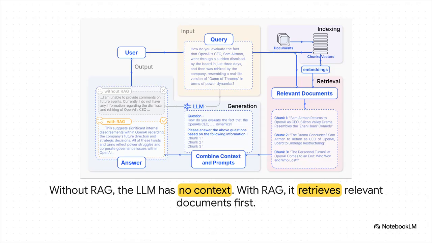This diagram just nails the before and after. On the left, without this new technique, the user's question basically just hits a brick wall. The AI simply doesn't have the context. But now, look at the path on the right. With this method, the query first takes a little detour. It does a retrieval step. It finds the relevant documents first, giving the AI the exact information it needs to put together a brilliant answer.